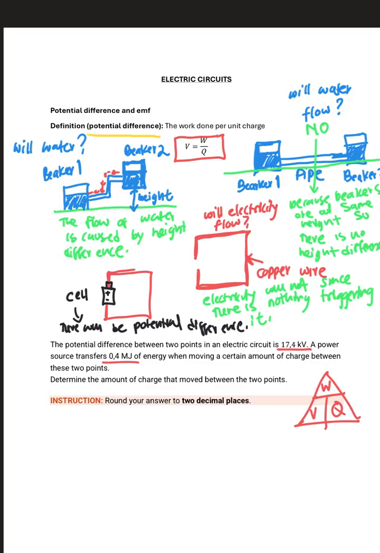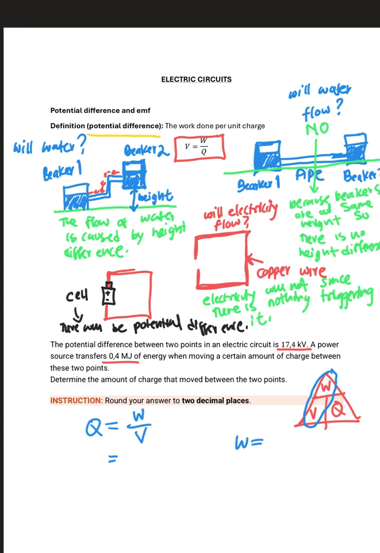In this question, we are looking for charge. We want to calculate charge. So charge is equal to W over V. Charge is equal to W over V. And then we have to write W.